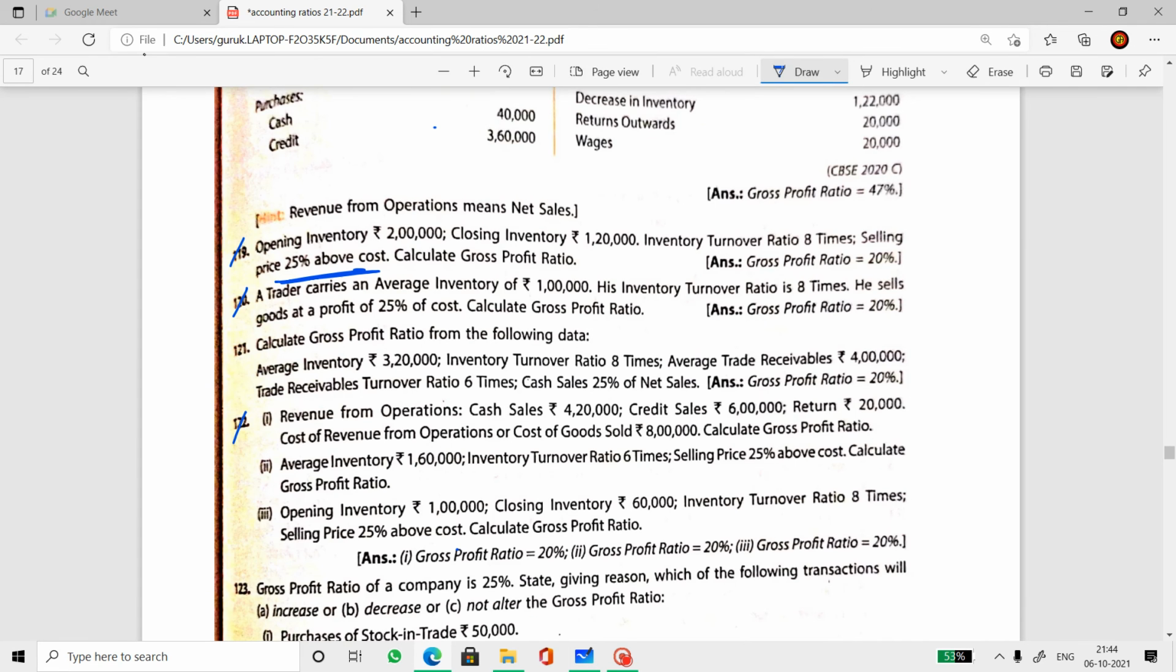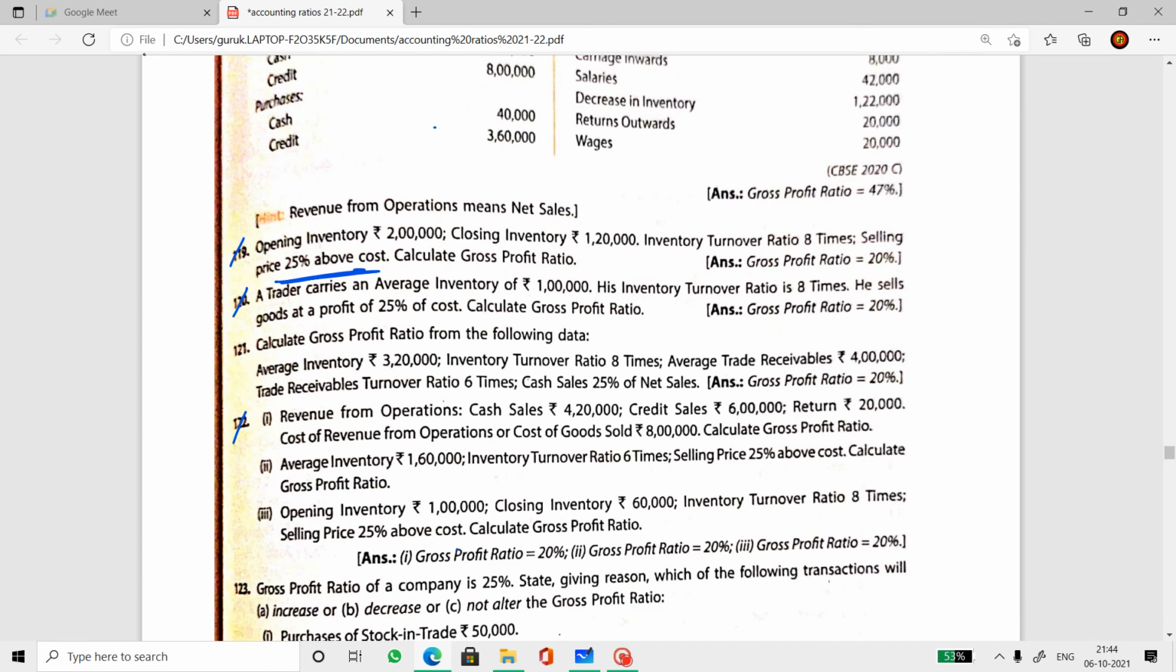So I'm starting over with 119 now. 119. Opening inventory is 2 lakh. Closing inventory is 1 lakh 20,000. Inventory turnover ratio is 8 times. Selling price is 25% above cost. Calculate the GP ratio.